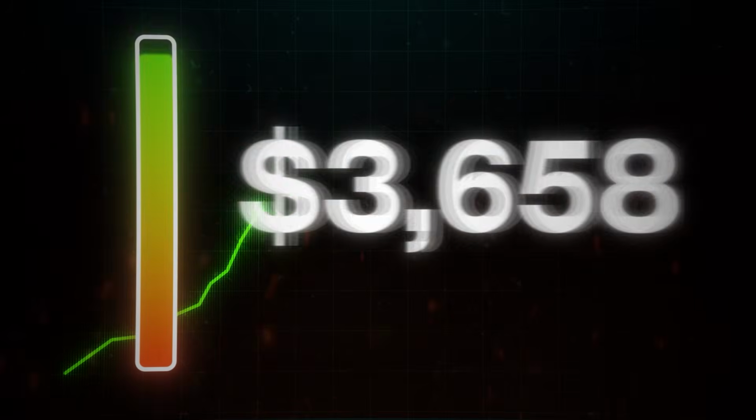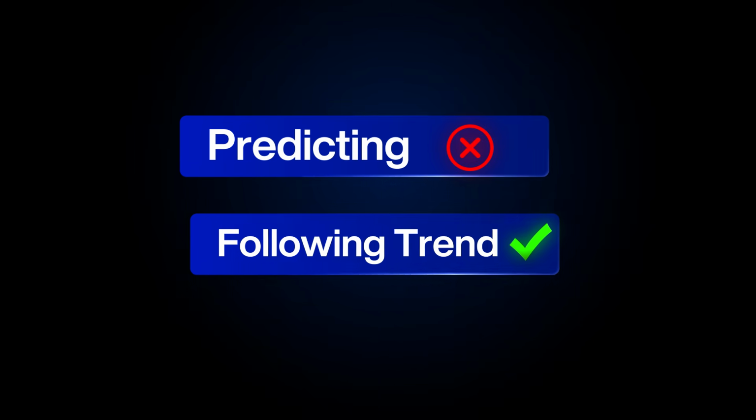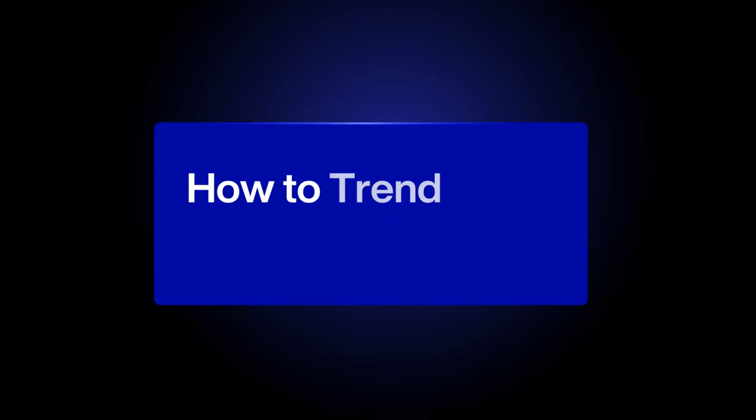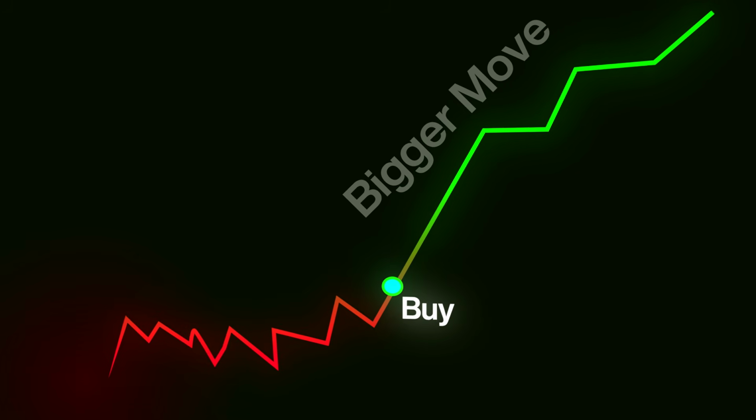Most traders lose money when they're fighting the trend, trying to call the tops or the bottoms, or just trying to look smart in a trending market, trying to be the contrarian and not following the crowd. But the truth is, trading becomes twice, 5 times, or even 10 times easier if you stop predicting and start following the trend. In this video, I'm going to break down exactly how you would trend trade step by step so you can catch bigger moves in the market without complicating things.